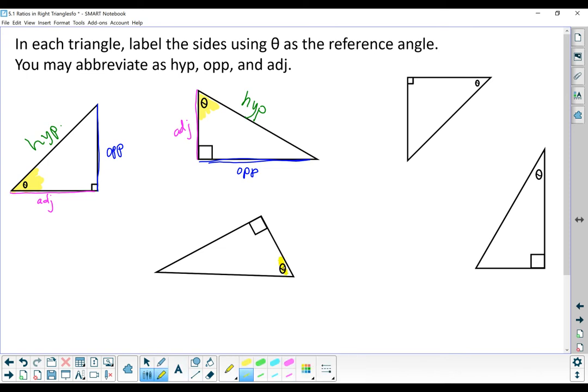Here's one that's kind of tipped over on its hypotenuse, so that's kind of a different perspective. Our reference angle is down here. The hypotenuse is kind of weird, but since that right angle is up at the top, the hypotenuse is this one that it's laying down on. So where that reference angle is, this is the adjacent leg. And over here across from theta, we have the opposite leg.